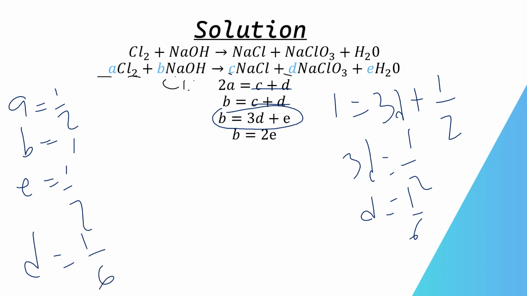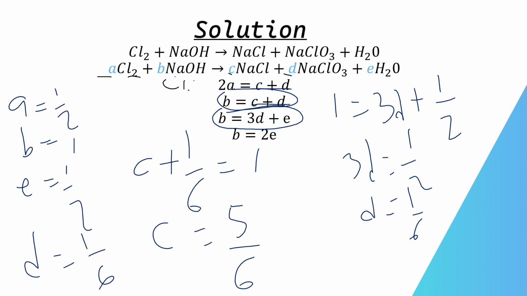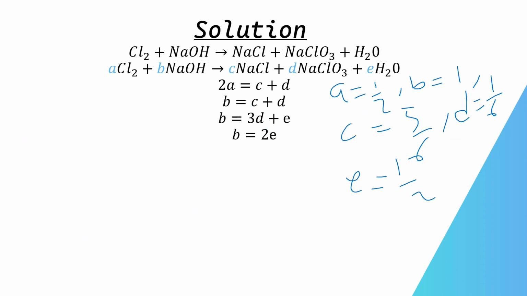Now, from here, B equals C plus D, right? So C plus D equals what? 1. And D is 1 on 6. So C equals 1 minus 1 on 6, and that's 5 on 6. That is it. Okay, so now we've gotten all our values. Let's put it into our main equation.